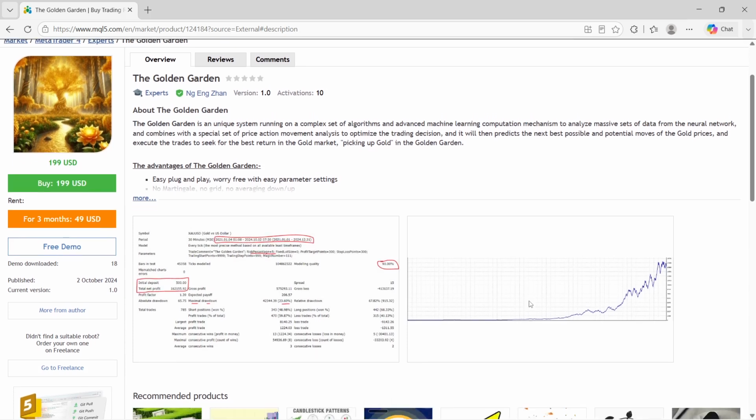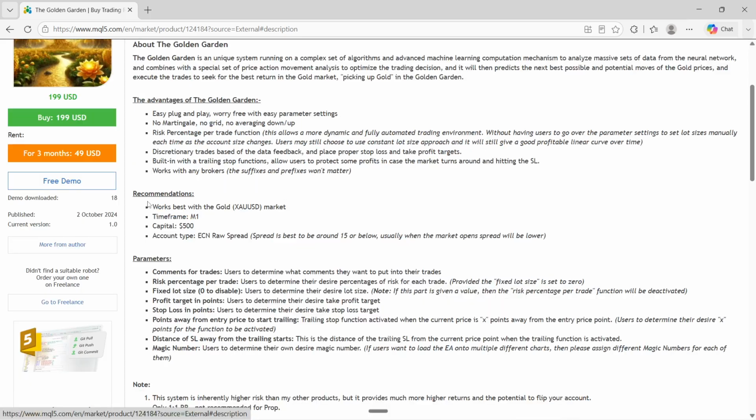As you can see from the MQL5 page, the EA goes for 199 US dollars and is designed specifically for XAUUSD, the gold pair. It combines advanced machine learning slash neural network analysis of large historical data sets with price action movements analysis to predict potential gold price moves and execute trades.